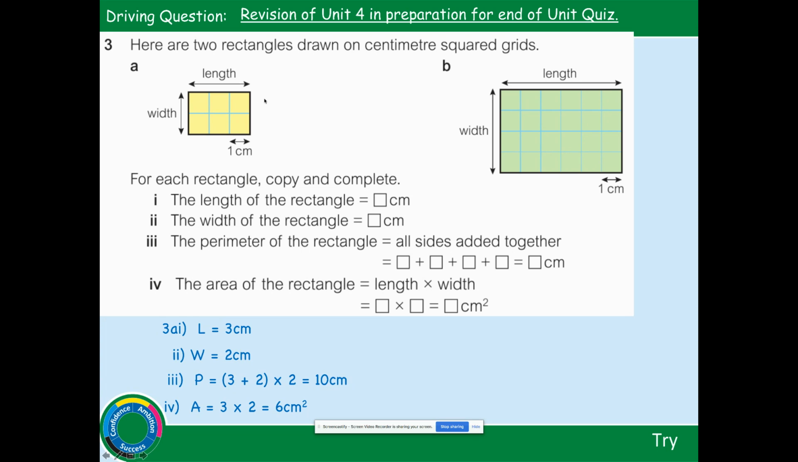So press pause on the video and just do B in the same way that I've done A. Press play when you're ready to check your answer.